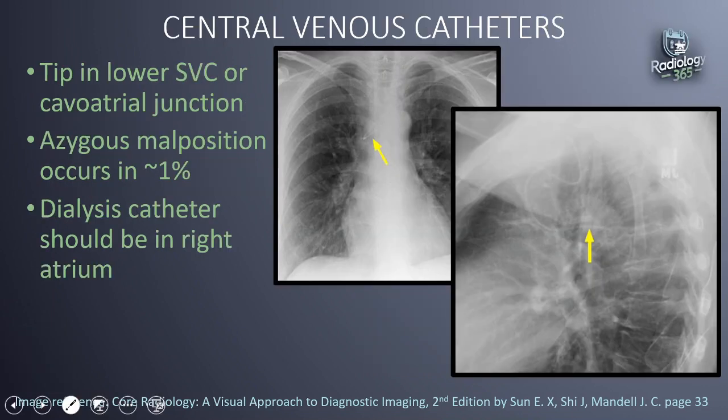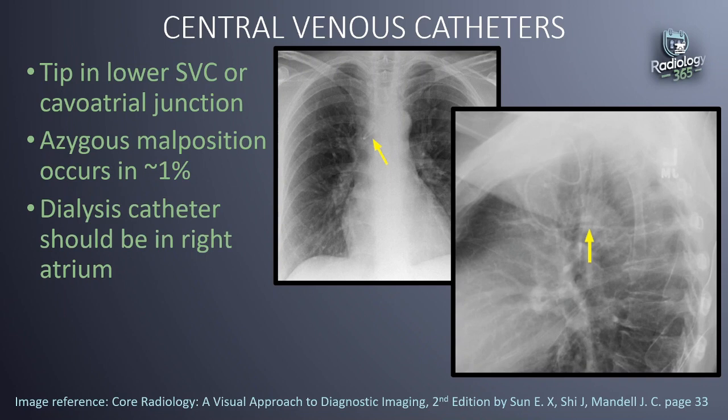The other tube we'll talk about is the central venous catheter. The tip of a central venous catheter should be in the lower superior vena cava or the cavo-atrial junction. In about 1% of cases, you may have azygos malposition of the central venous catheter. This azygos malposition is associated with an increased risk of venous perforation and catheter-associated thrombosis. If this is found, repositioning is recommended. If it's a dialysis catheter, it's recommended that it should be inside the right atrium.